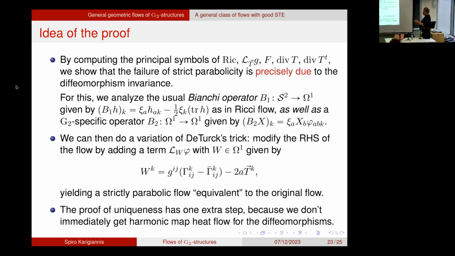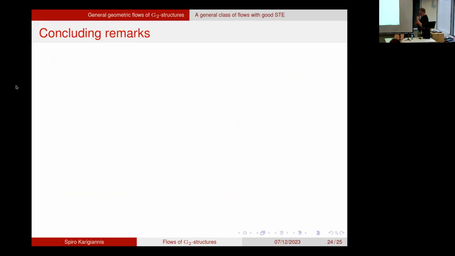Then there's one extra step to prove the uniqueness, because the way uniqueness is proved for the Ricci flow using DeTurck's trick is by showing that these diffeomorphisms satisfy some harmonic map heat flow and using uniqueness of the harmonic map heat flow. Because you don't get that exactly, because of this term, you have to do an extra step, but this is not difficult. Okay, I think this is my last slide. I think I'm just coming out of time.